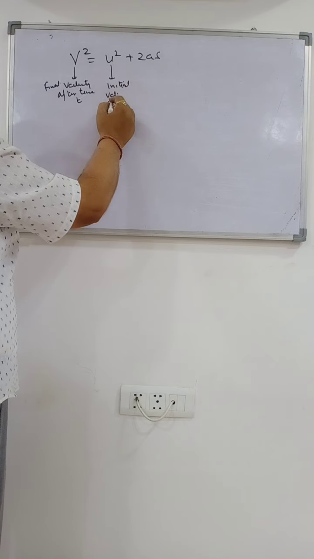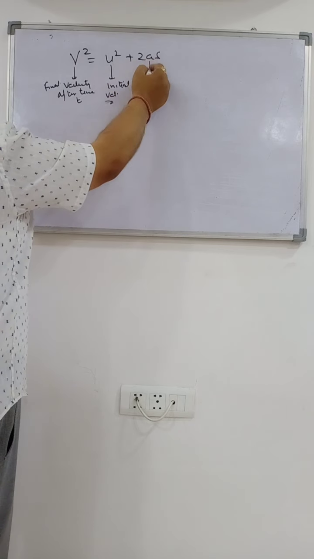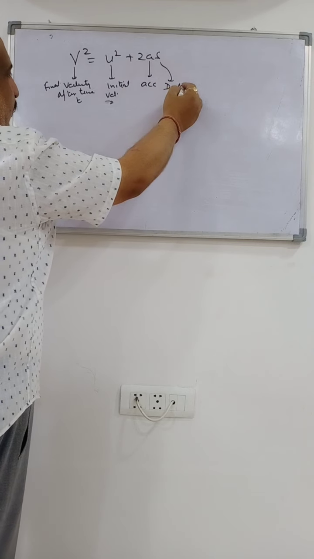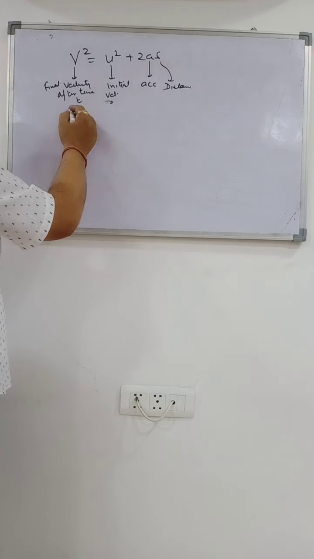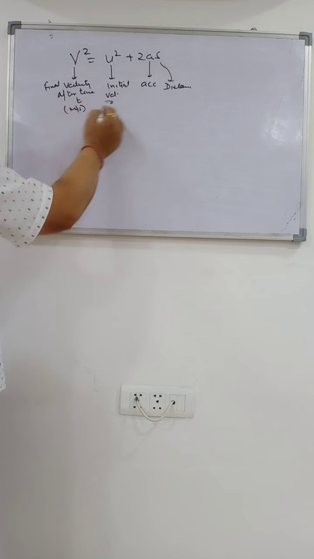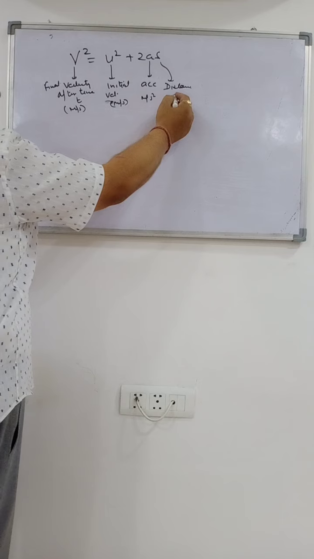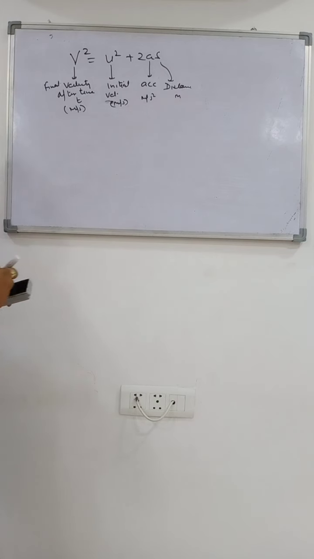Initial velocity of the body. A is the uniform acceleration and S is the distance. What is the unit of final velocity? Meter per second. Acceleration is meter per second square and distance is in meters. So these are the SI units of all the quantities.